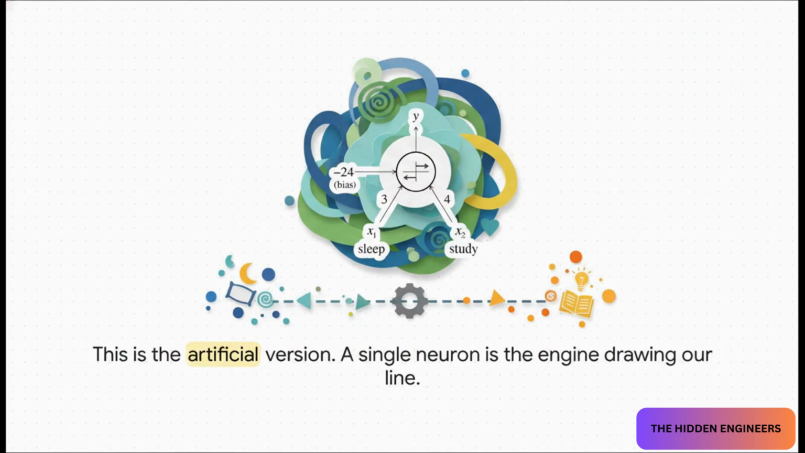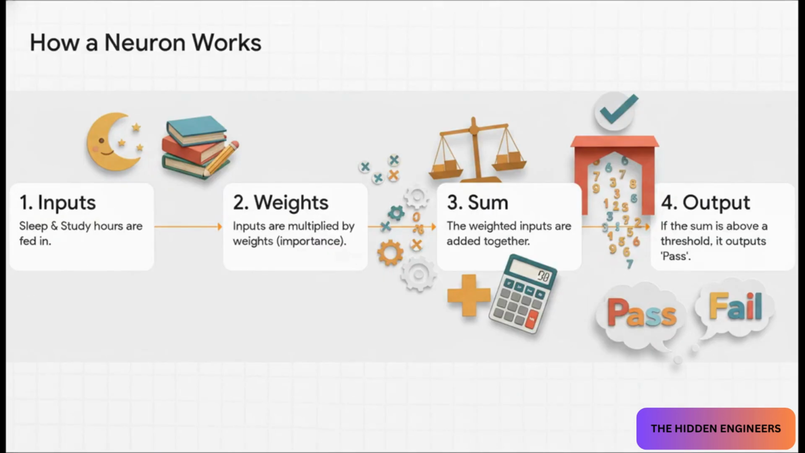And here it is. This is the digital version, a single artificial neuron. It's really just a simple piece of math, but it's designed to act just like its biological cousin. For our exam problem, this is the tiny engine that's drawing that dividing line. And here's how it works.